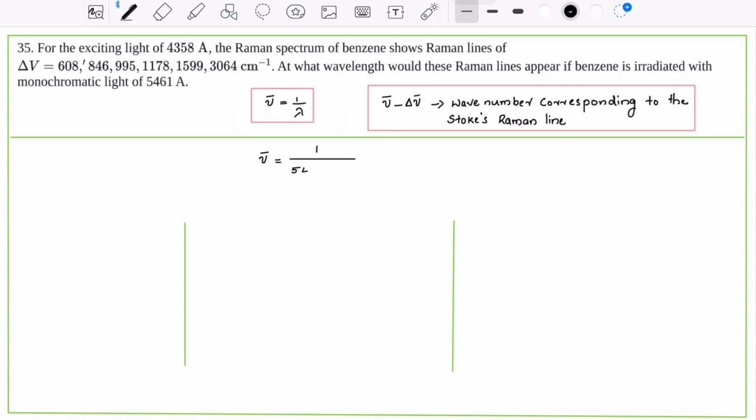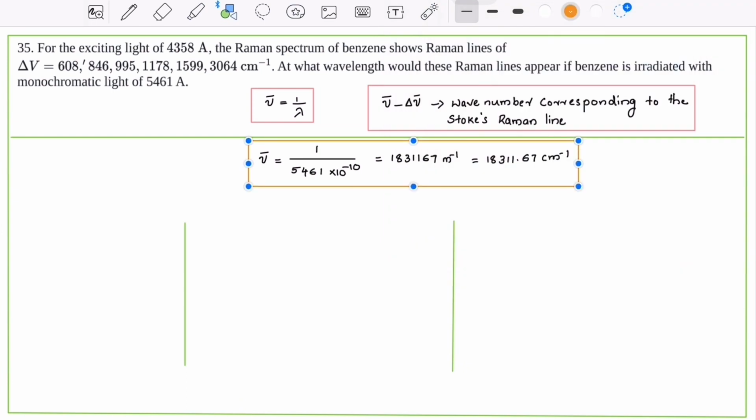First, let us find out the wave number corresponding to the new excited light of wavelength 5461 angstrom. That is, nu bar is equal to 1 by 5461 into 10 raised to minus 10, and that is equal to 18,311.67 meter inverse, and that is equal to 18,311.67 centimeter inverse. This is the position of the Rayleigh line corresponding to the excitation 5461 angstrom.